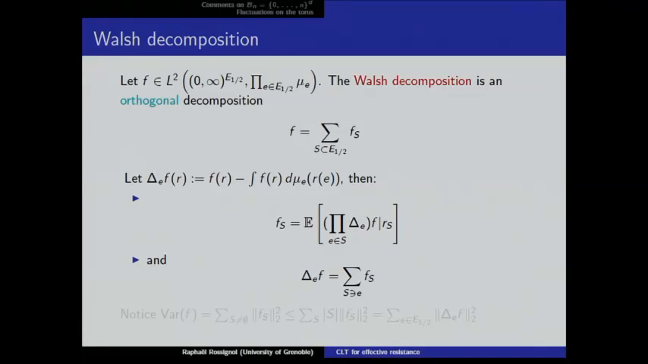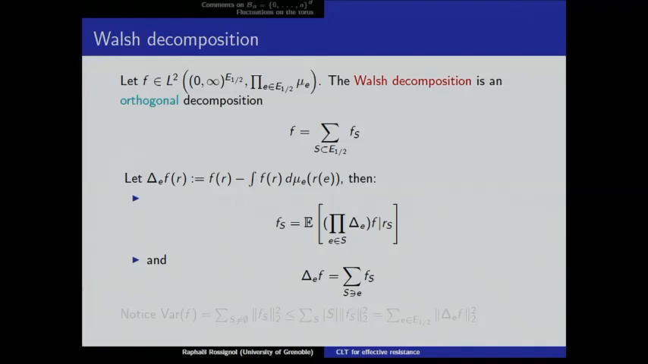The Walsh decomposition of F is to write it as a sum over all finite subsets S of the edges of F sub S, where F sub S are functions which depend only on the resistances inside the subset S. They can be written as follows. Delta E is the following operator: it maps F to F minus its mean against coordinate E. It is a kind of discrete derivative. Then F sub S can be expressed as the conditional mean, given R sub S, of the product of the delta E for E in S applied to F. Here you should think of this as roughly a partial derivative with respect to all the resistances which are in S.